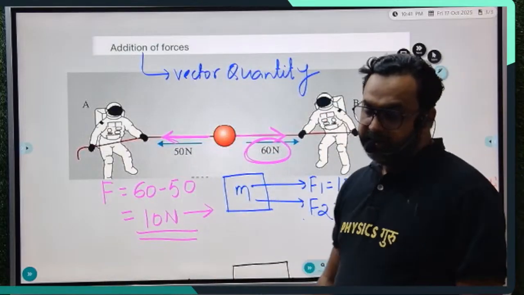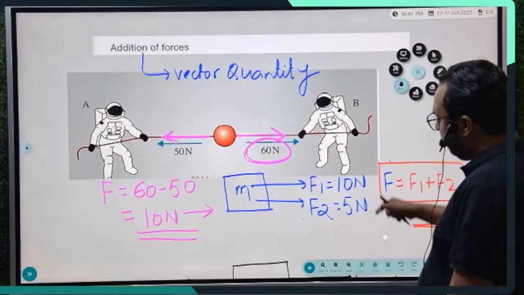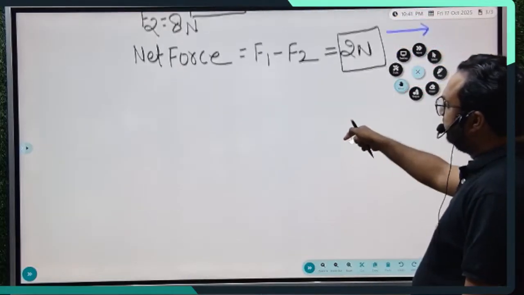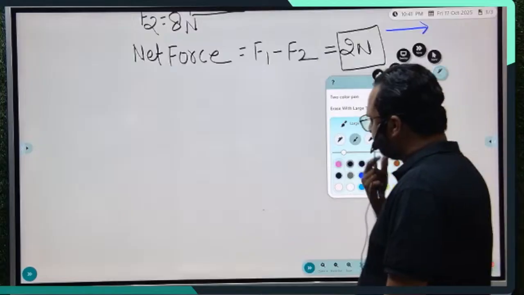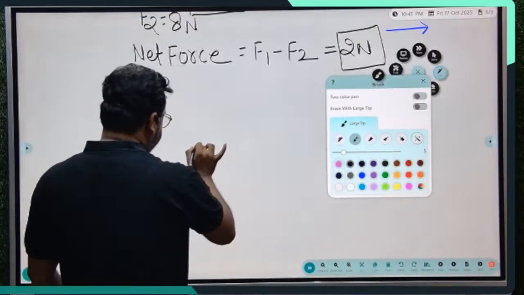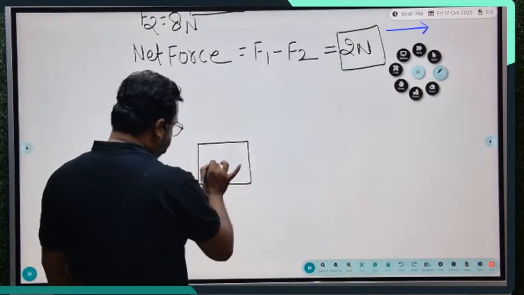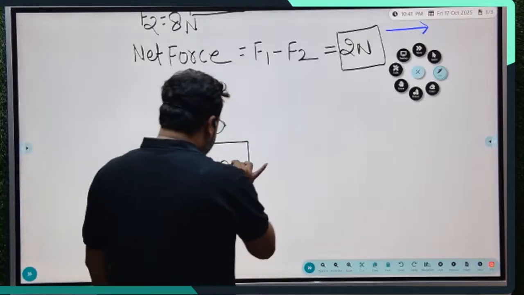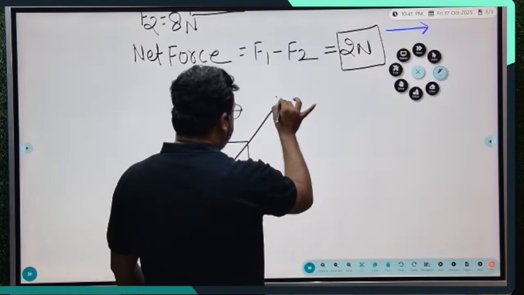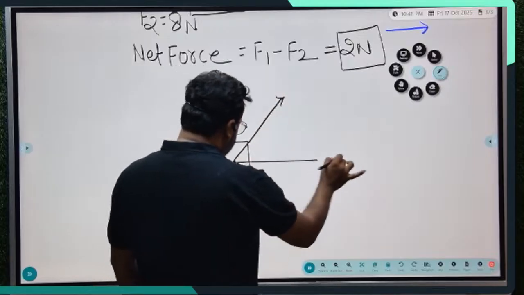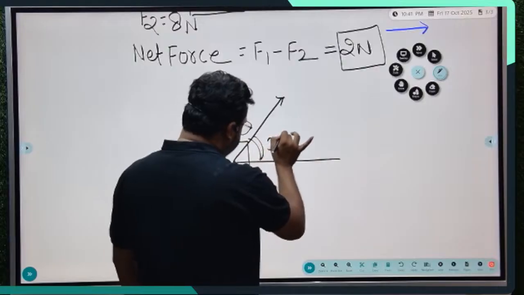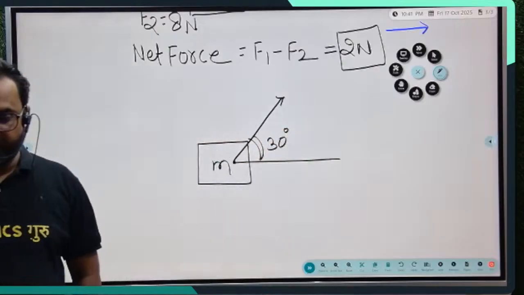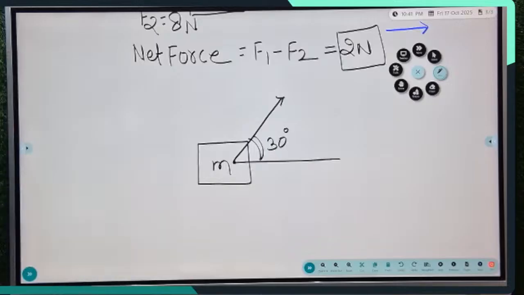Okay. Now, suppose I take an object whose mass is m. Now it is important to note that the force is not acting in the horizontal or vertical direction. The force is acting at an angle of 30 degree with the horizontal.